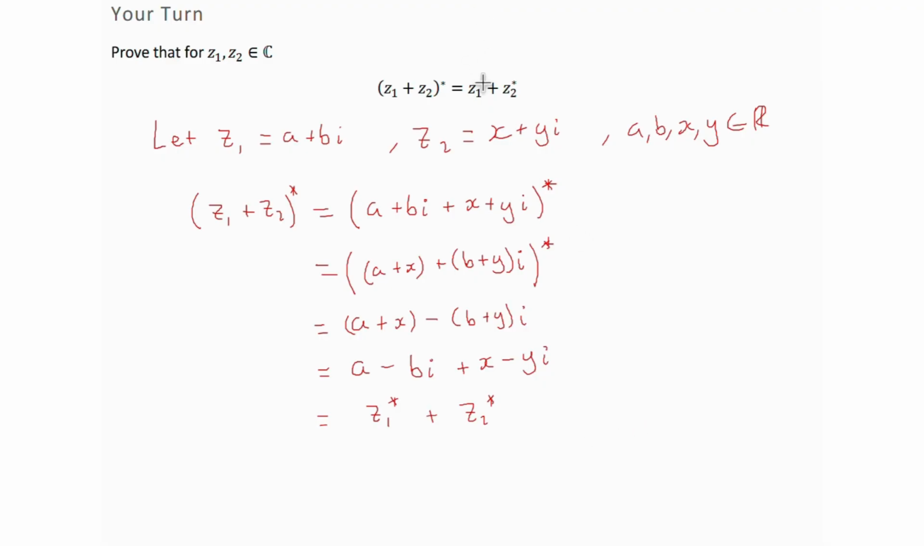As I said, what we could have done is we could have taken this right-hand side and expanded it and showed that we get the same thing as we did here. That would also be a valid approach to show that both sides expand to give the same thing. But I went for a slightly more direct approach here.